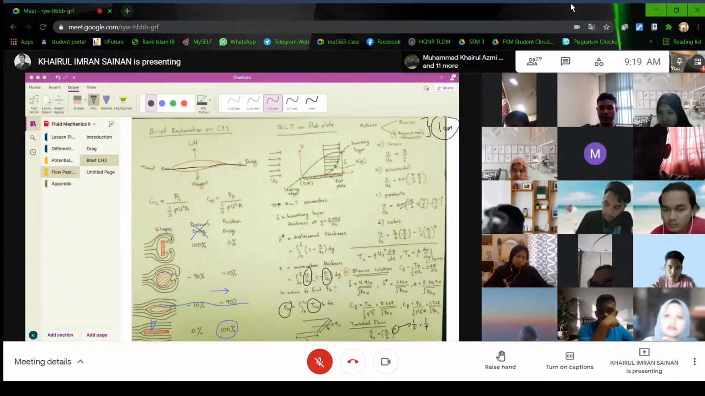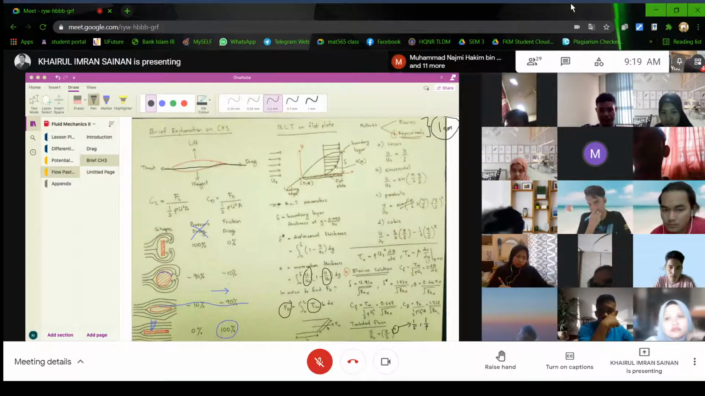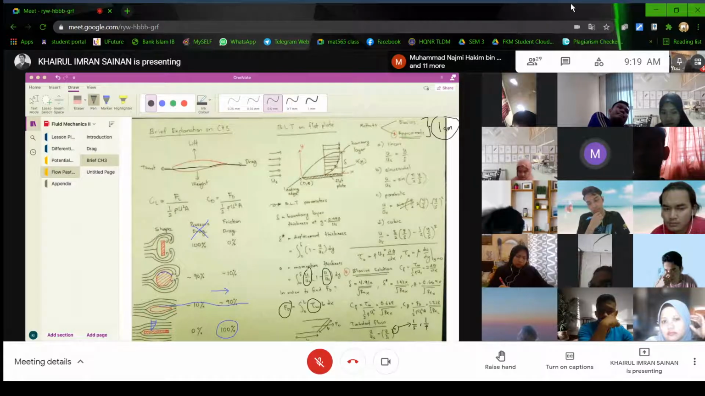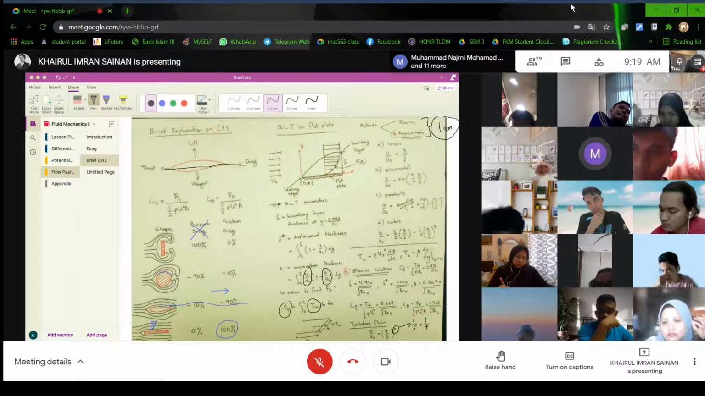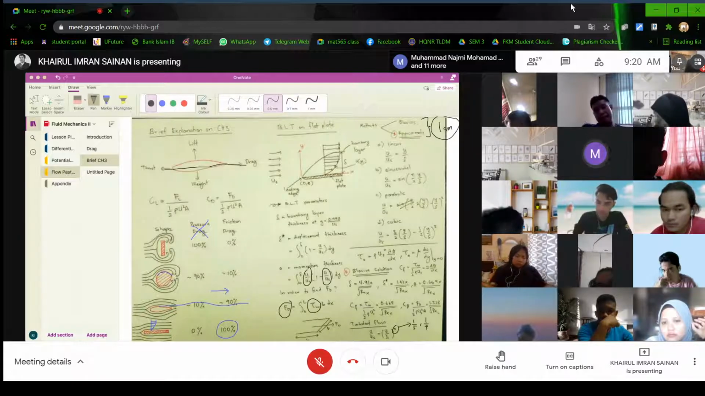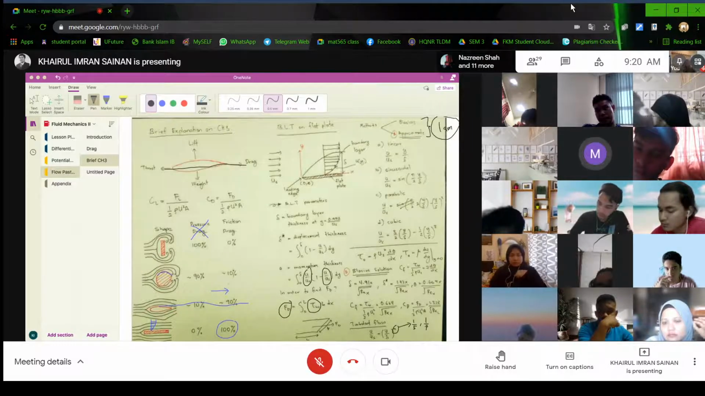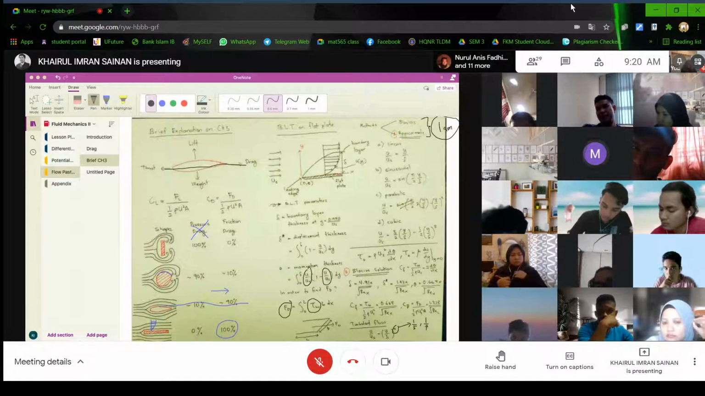Naufal. Sir, the equation for turbulent flow, U over U stream equals y over delta to the power n, is that only for linear turbulent flow, or for the turbulent flow velocity profile as a whole?